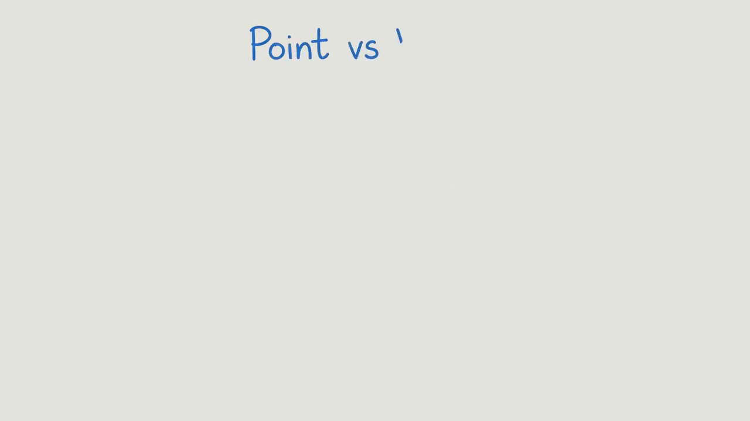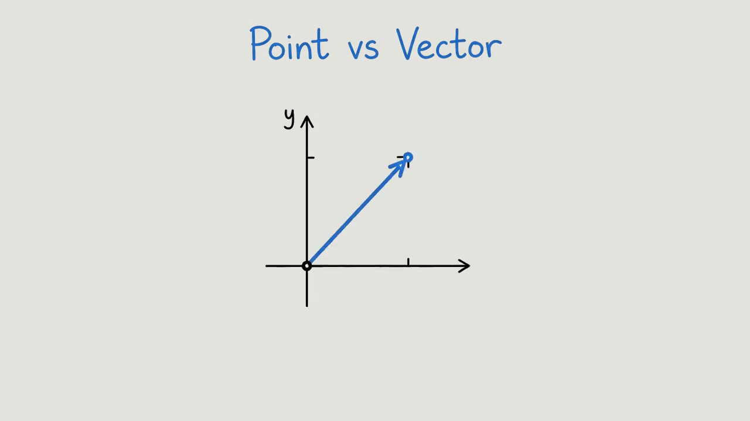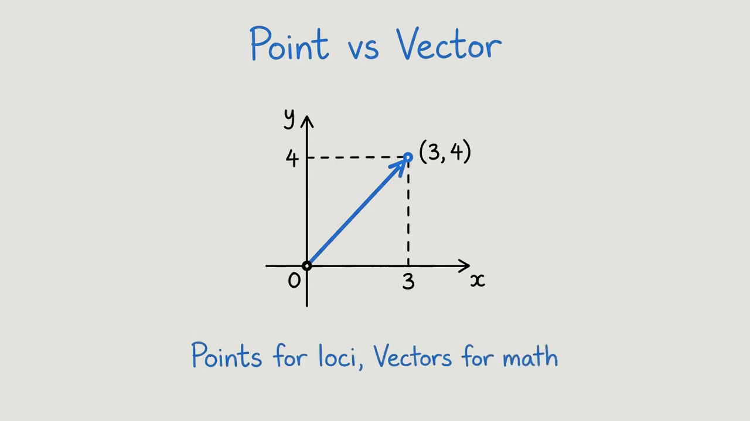You can think of this point in two ways. As a point, it is a location. As a vector, it is an arrow from the origin to that point. Both views matter. Points are useful for loci. Vectors are useful for adding and subtracting.